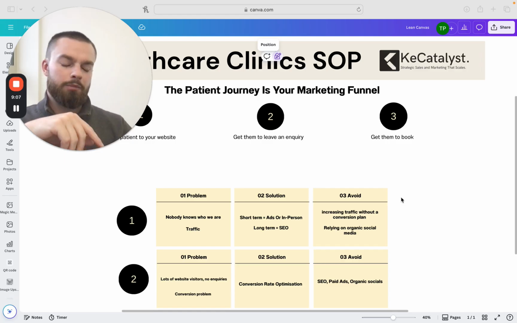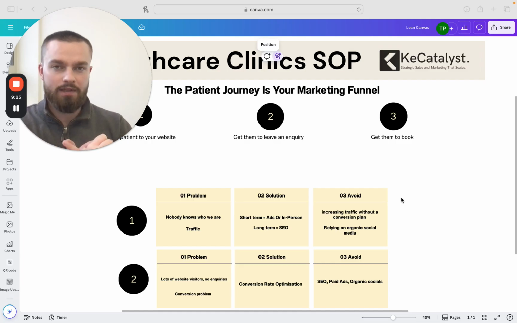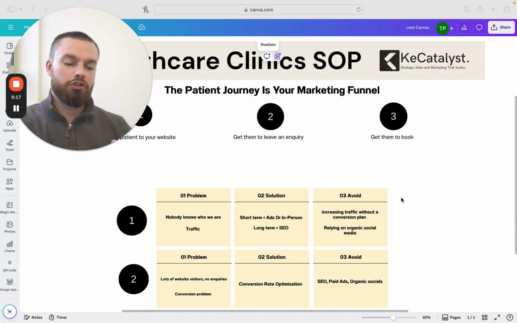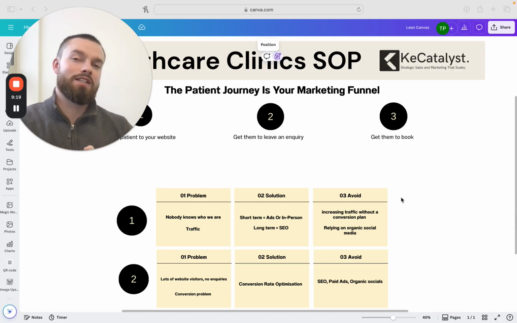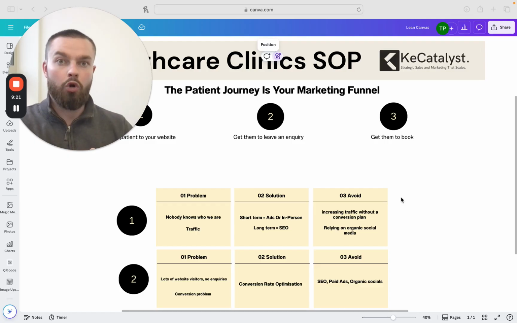So problem number 2, people land on your website but do not leave an inquiry. That's a conversion problem. You need to make it easier for people to leave an inquiry, so you need to do some conversion rate optimization. And what you don't want to do is just start switching between different ways of increasing traffic sources, or increase traffic by more, because you're just going to make an existing problem worse.